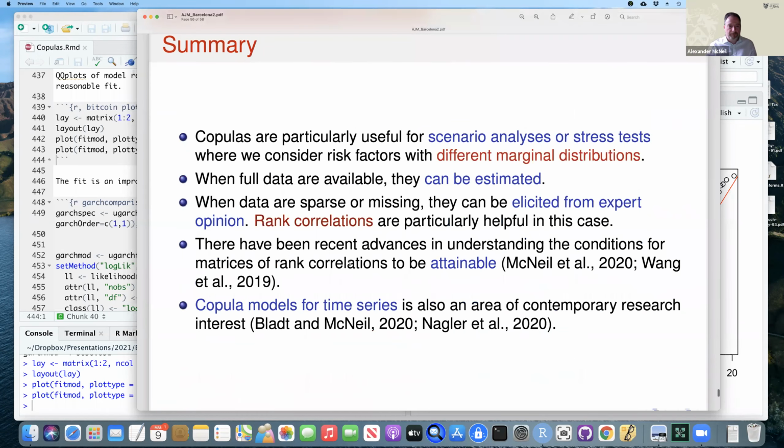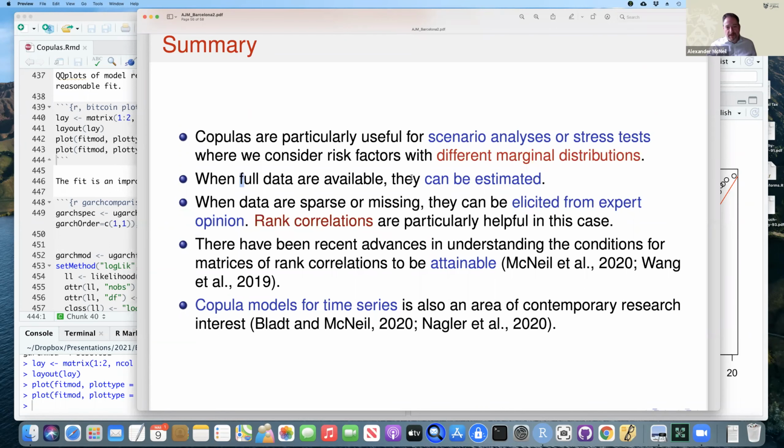So my summary, what should you take away? Well, as Jose said earlier, at least if someone says copula, you have an idea of what it is, a multivariate distribution function with uniform margins. In practical terms, I've come to the conclusion that they are most useful for scenario analysis or stress tests, because you can combine different distributions.